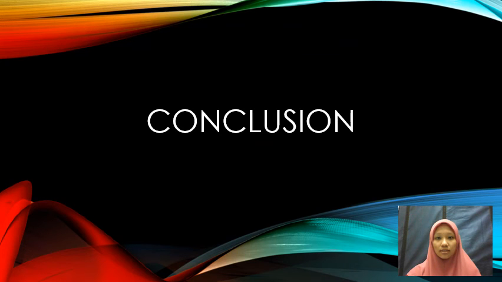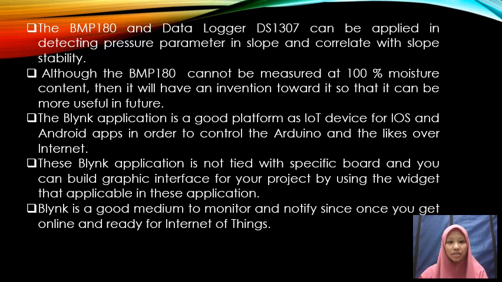Lastly, I will tell you the conclusion. In conclusion, the BMP180 and DS1307 can be applied in detecting the pressure parameter in slope and correlate with slope stability. Although the BMP180 cannot measure at 100% moisture content, there will be an improvement to it so that it can be more useful in future.